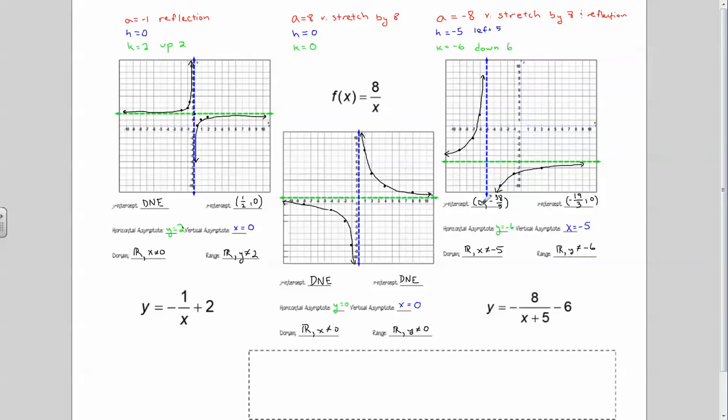Our y-intercept, when x equals 0, if we plug that in here, we get negative 38 over 5. And our x-intercept, when y equals 0, plug that in here, we get negative 19 over 3, with y being 0. Our horizontal asymptote, y equals negative 6. Our vertical asymptote, x equals negative 5. And our domain restrictions, so all real numbers where x is not equal to negative 5, and our range is all real numbers where y is not equal to negative 6.